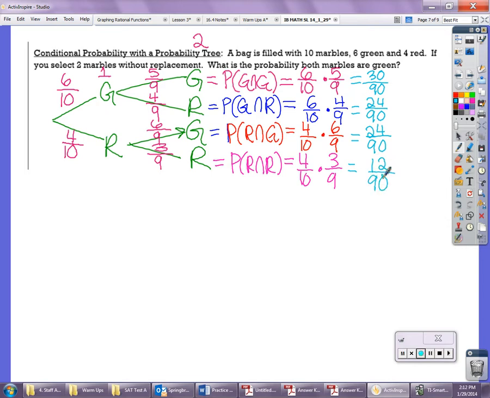You should have incorporated every single possibility in the sample space in a probability tree. Therefore, if done correctly, your total should be 90 over 90, a probability of 1. The probability of everything in the sample space is a probability of 1. Okay? Hopefully that worked out. 40, 70, 80, 90. Okay.